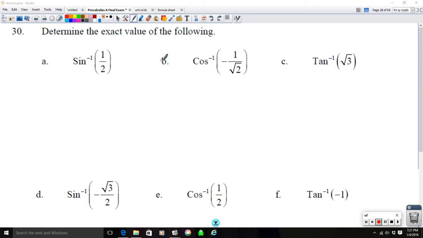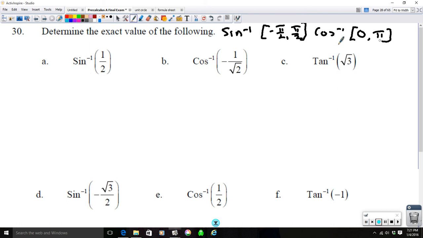So question number 30 here, we are finding the exact values of inverse sine, inverse cosine, and inverse tangent, so you are going to pay attention to several things. We know sine inverse is restricted to between negative pi over 2 and pi over 2. Cosine inverse is between 0 and pi, and tangent inverse, again, negative pi over 2 and pi over 2.